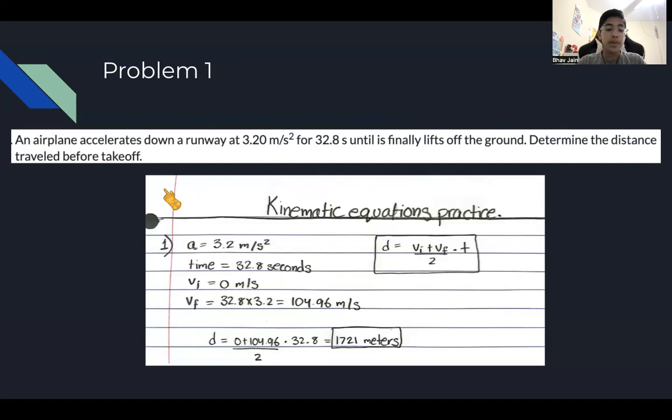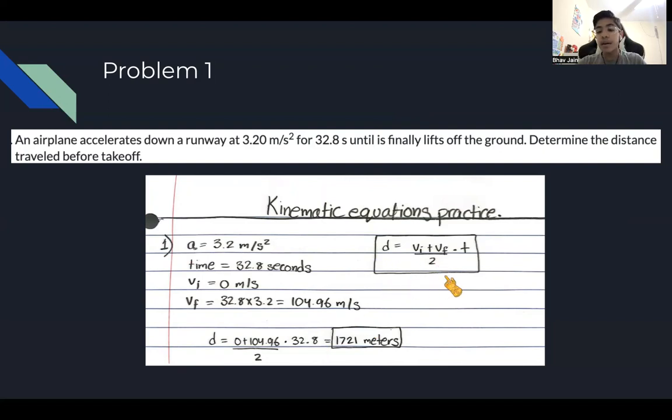So the best way to start with these problems is by listing what you know and what you don't. We know the acceleration of the plane, we know the time, we know the initial velocity. The final velocity can be found with a very simple expression, which is the acceleration times the time spent. So the final velocity here is 104.96 meters per second.